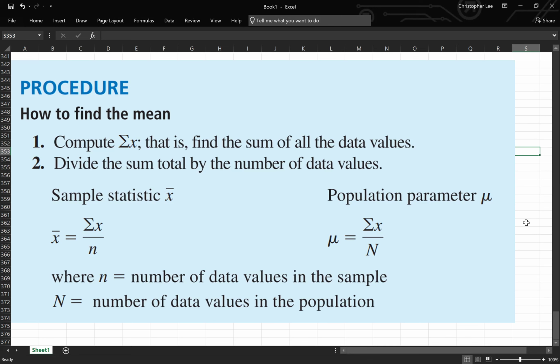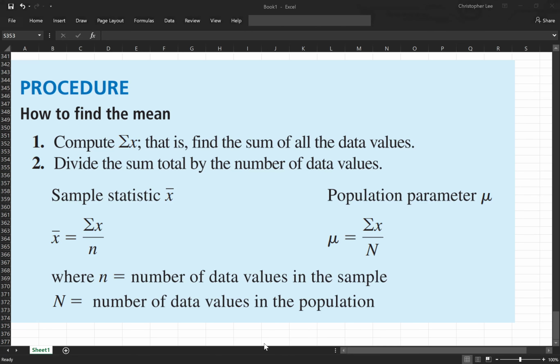Where n is equal to your number of data values in the sample, capital N is the number of data values in the entire population. Everything is right there. Just copy and paste.